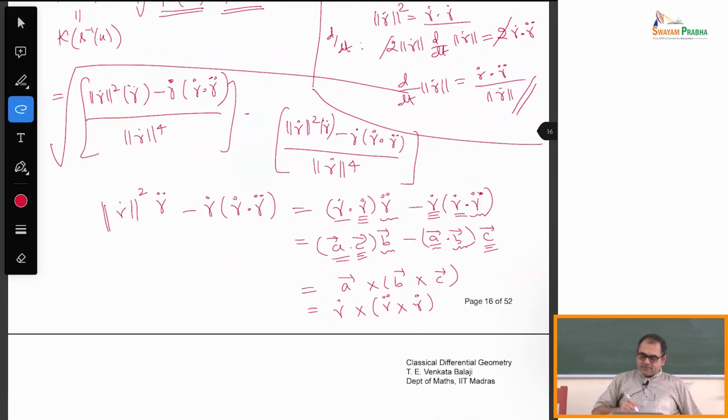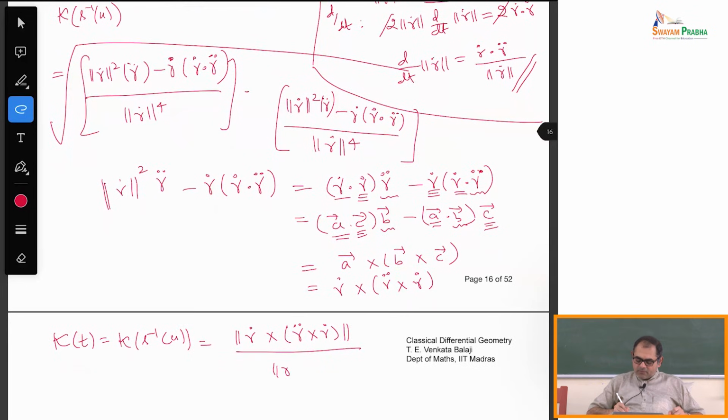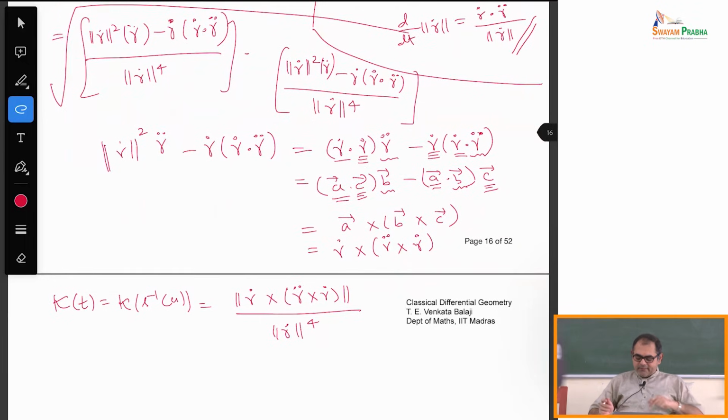Okay, and therefore this term is just, if you take dot on the numerator, you will get simply the norm squared of that. Okay, and there is a square root. So essentially what you will get is that K of T, if you want, K of S inverse of U, is actually going to be the numerator. I am going to get just the norm of gamma dot cross gamma double dot cross gamma dot, divided by, in the denominator, the norm of gamma dot to the 4.